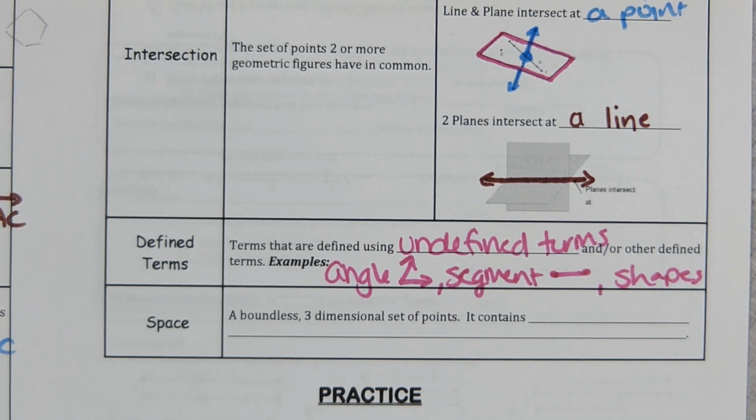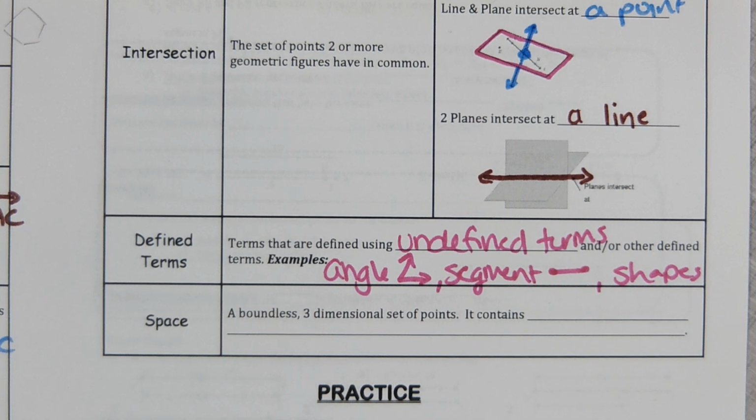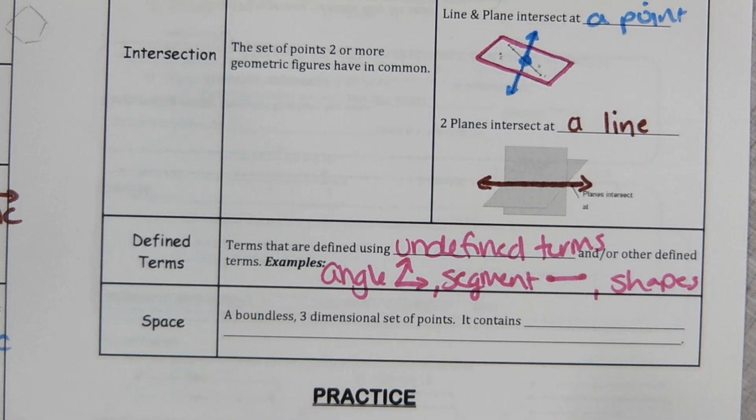And then the last new word before we get into some practice is space. Obviously, that's not a new word for you guys. Space is exactly what you think of. Like, I think of outer space going on forever and ever. It includes everything, and it means the same thing in geometry too. So it's boundless, three-dimensional sets of points going in all directions.